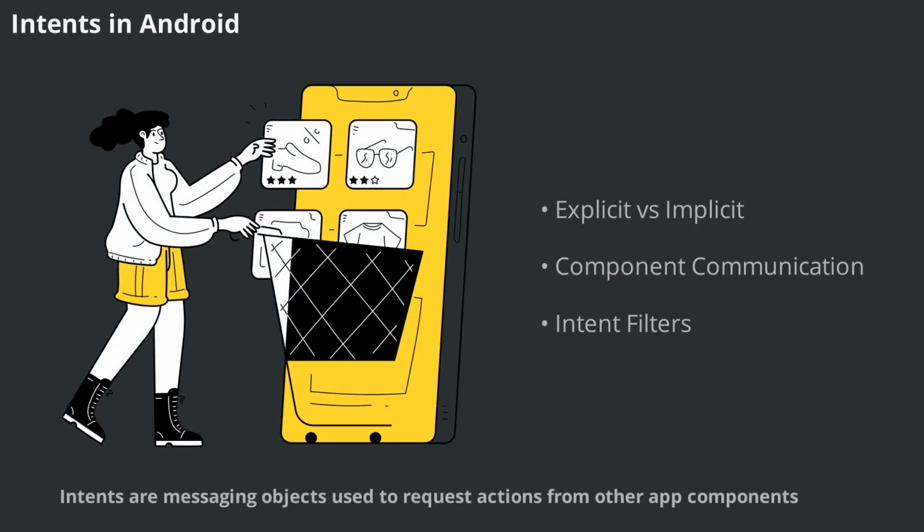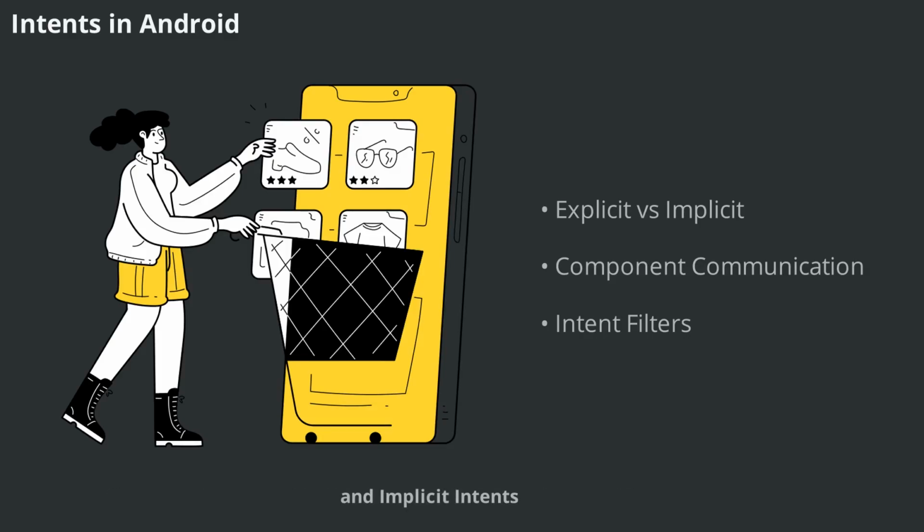Intents are messaging objects used to request actions from other app components. There are two types: explicit intents, which launch a specific component, and implicit intents, which let the system find the right component based on intent filters. Intents enable communication between activities, services, and even different apps. Understanding how to use and configure intents is fundamental for Android development and a common interview topic.